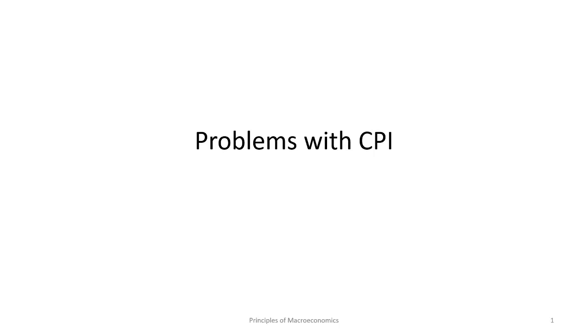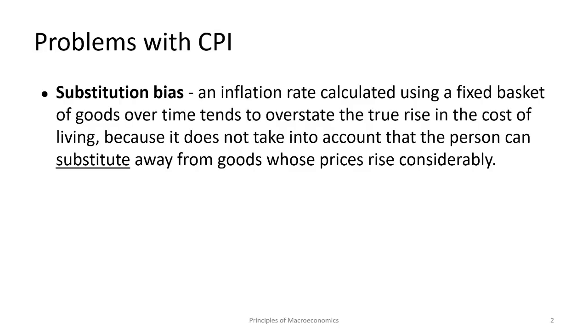So in today's lecture, we'll be talking about problems with CPI or Consumer Price Index. Now, one of the problems of CPI is something called substitution bias. If you remember, while calculating CPI, we have a fixed basket and the basket does not change over time.